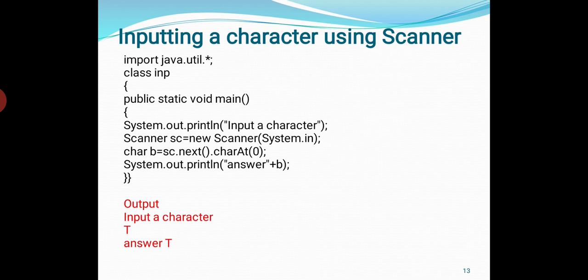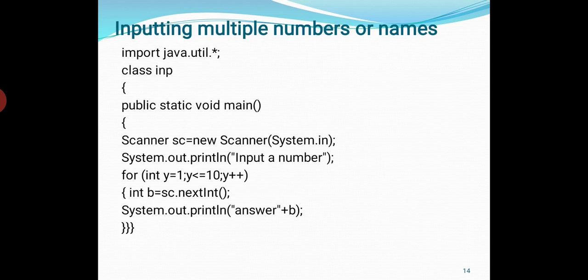Inputting a character, when a single character needs to be inputted, it will be sc.next().charAt(0). charAt(0) is here. Now this line is used to input a character out here. And after that, when we have to input multiple names or numbers, this is the line. The for line is there. We need to give the inputting of numbers inside a for loop, which will be executed 10 times, and in this case 10 times in variable b the number is inputted again and again, and it will be just displayed out here.